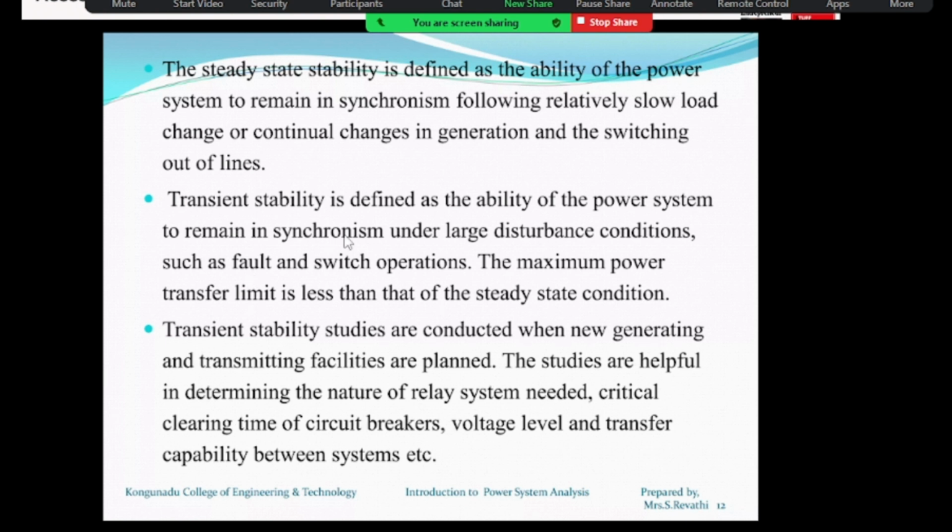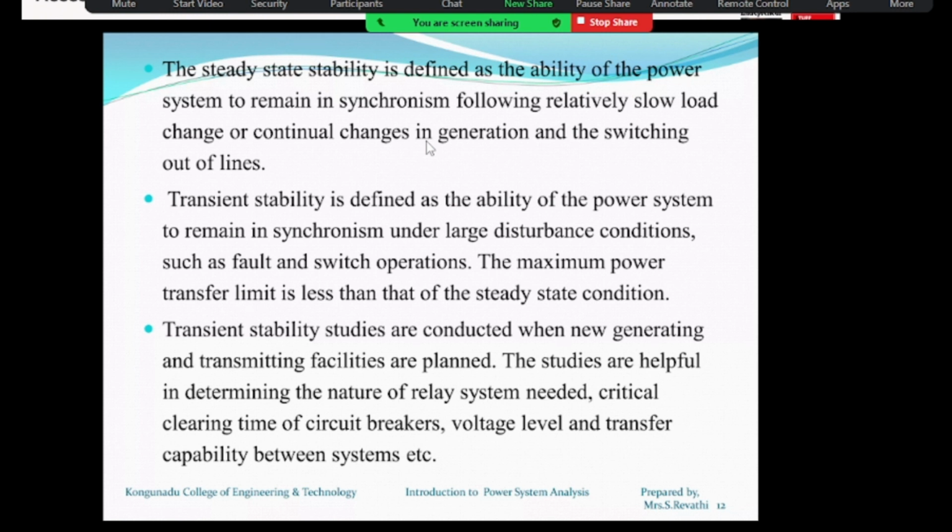The steady state stability is defined as the ability of a power system to remain in synchronism following relatively slow load change or continual changes in generation and switching out of the line. It is like if there are two generators operating in the same condition and they are already synchronized to each other, and if they remain in synchronism, then it's steady state stability.